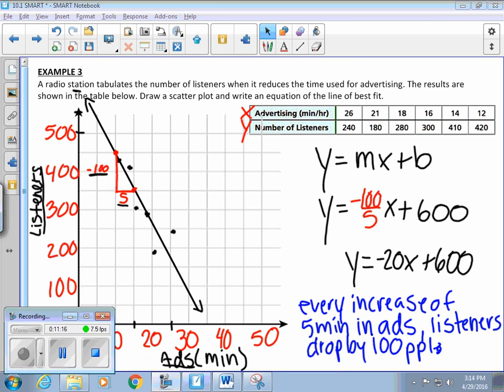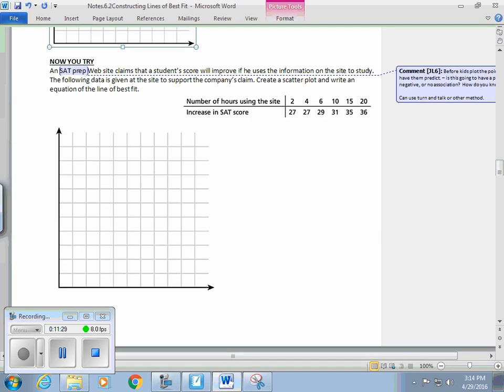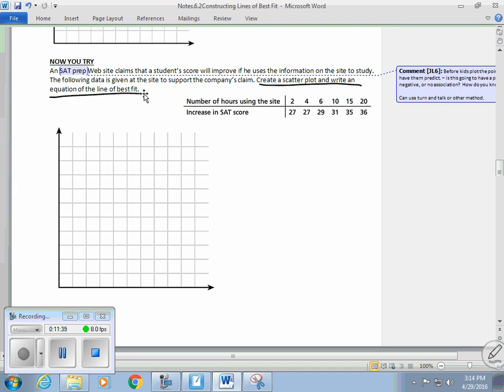All right, so you have one more you try in your note handout there. Your goal is to take and plot a scatter plot here to represent the SAT prep, and you're going to both create a scatter plot and write an equation of the line of best fit. So you'll have to draw your own line in, and we'll be talking about this more when we come back together.